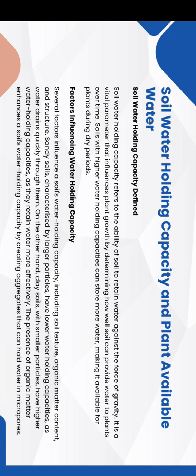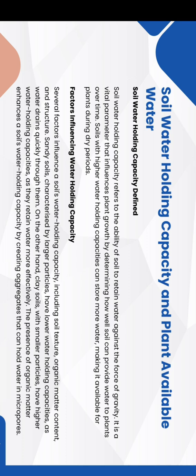Soil water holding capacity and plant available water. Soil water holding capacity defined. Soil water holding capacity refers to the ability of soil to retain water against the force of gravity. It is a vital parameter that influences plant growth by determining how well soil can provide water to plants over time. Soils with higher water holding capacities can store more water, making it available for plants during dry periods.